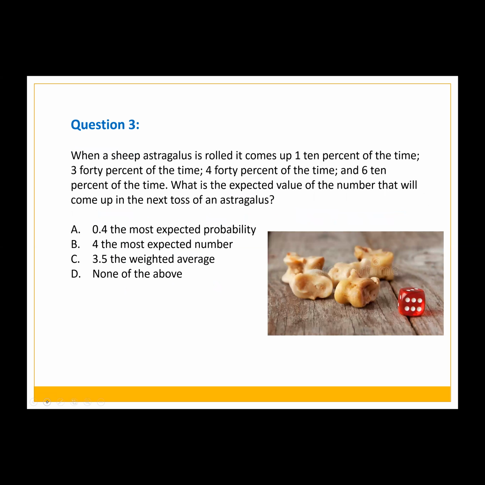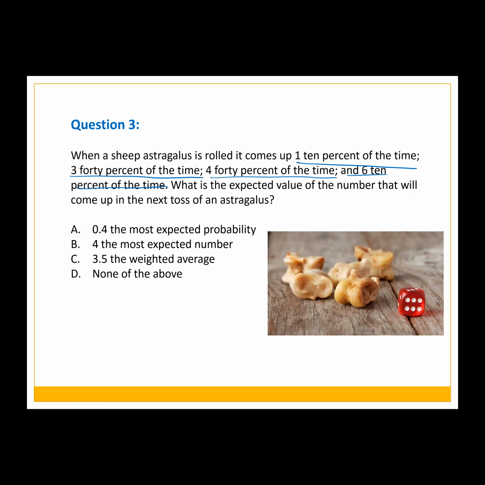The third one, when a sheep astragalus. If you want to know what the sheep astragalus is, please look at the online notes. It's an old way, in ancient times when they hadn't got the dice, they used a sheep astragalus to throw and roll and try to get a number. So when a sheep astragalus is rolled, it comes up 1 10% of the time, 3 40% of the time, 4 40% of the time, and 6 10% of the time.